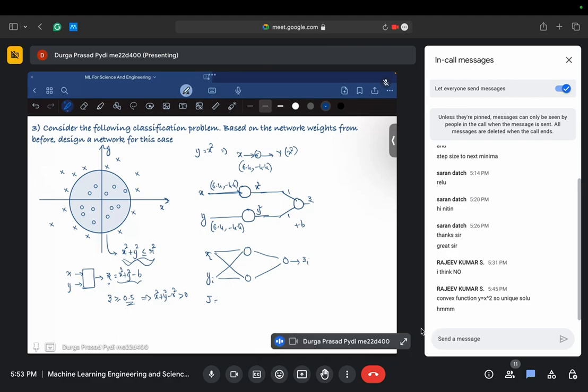So what is your objective function in this case? This is a classification problem. So what is the objective function you will be using? It has two classes.